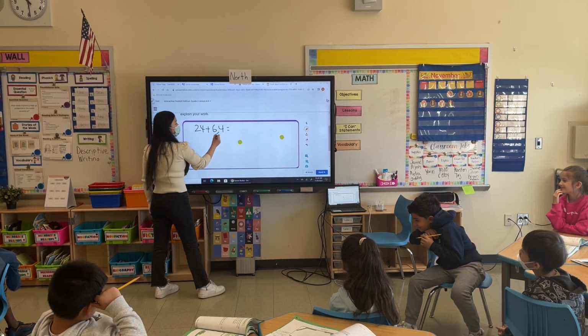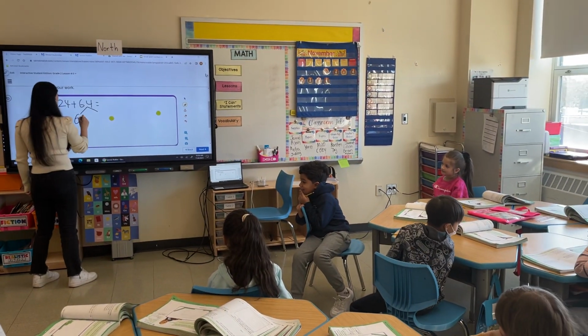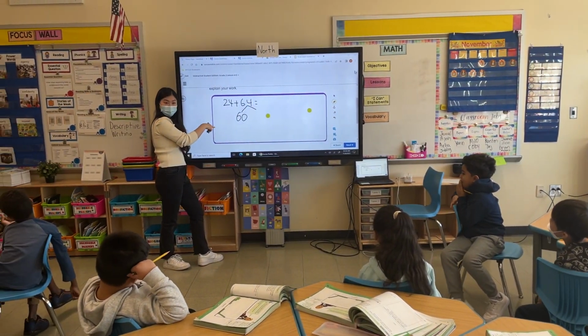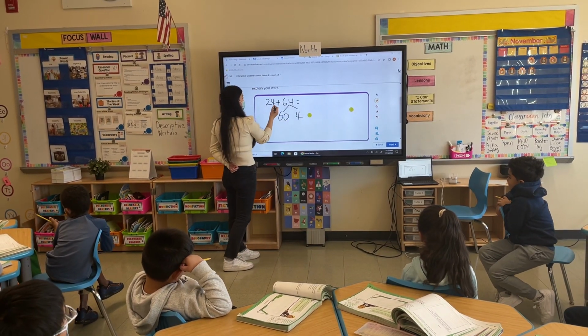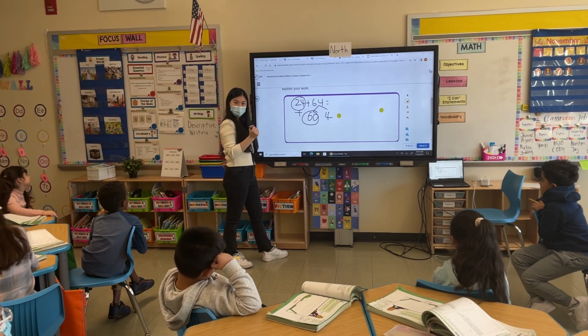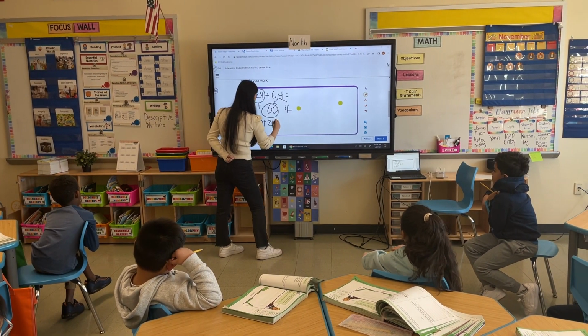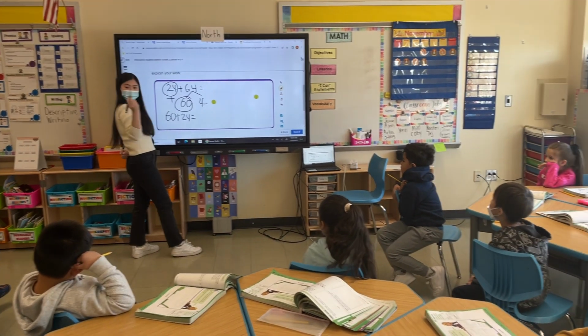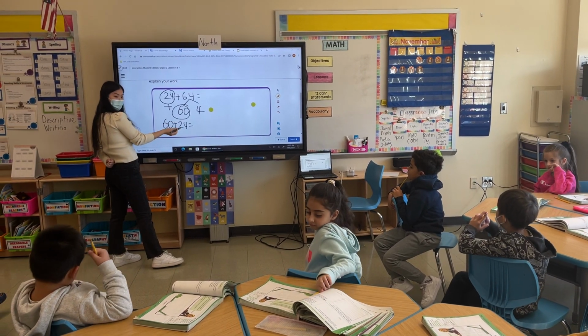We can break apart. You did that. We can break apart to 6 tens and 4 ones. So now we can do 64 and add 24. 60 and add 20. So 60 plus 24, we got how many? 84. Okay, all right. 60 plus 24.